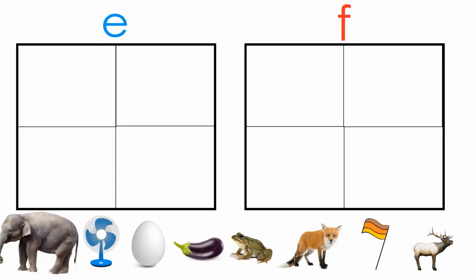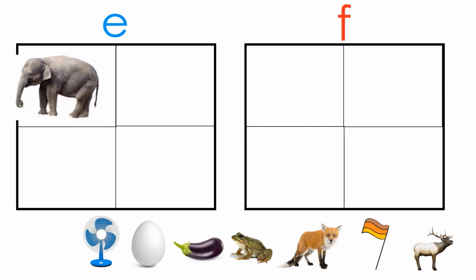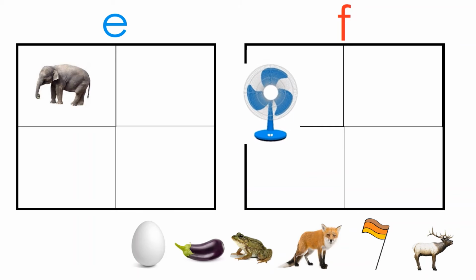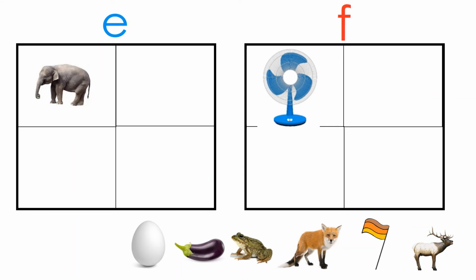When we say elephant, what first sound we make? Elephant. Elephant goes under E. Do you have picture of elephant? Put that under E. When we say fan, what first sound we make? And fan goes under F. Put picture of fan under F.